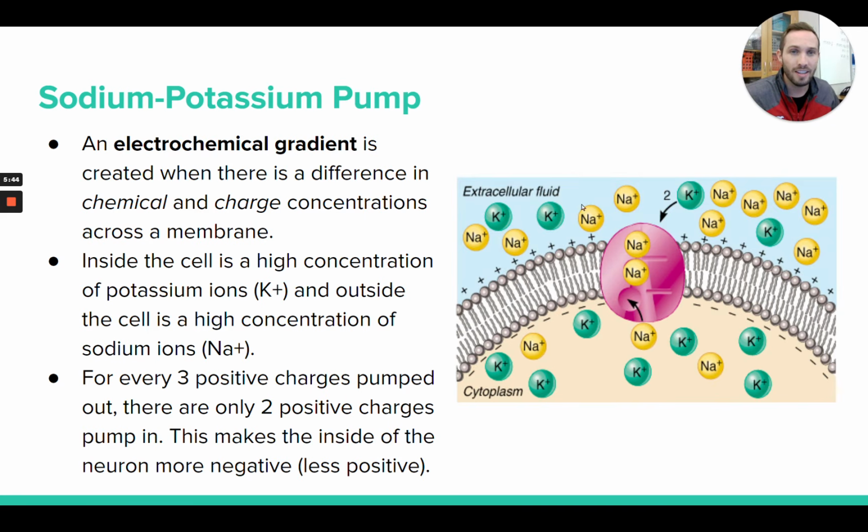And an electrochemical gradient is when you have, first of all, a chemical gradient, which is just saying that there's a different concentration of chemicals on both sides of the membrane. Like I said, there's more potassium inside the cell, less potassium outside the cell, more sodium outside the cell and less sodium inside the cell.